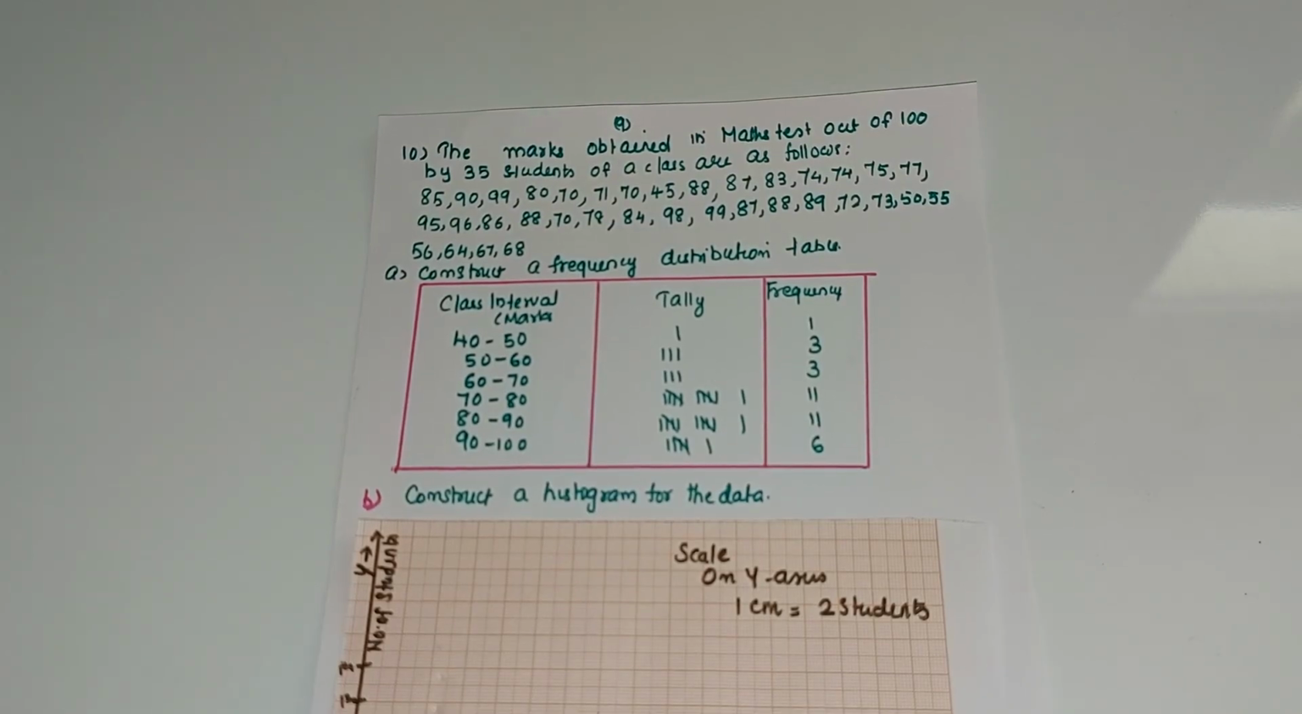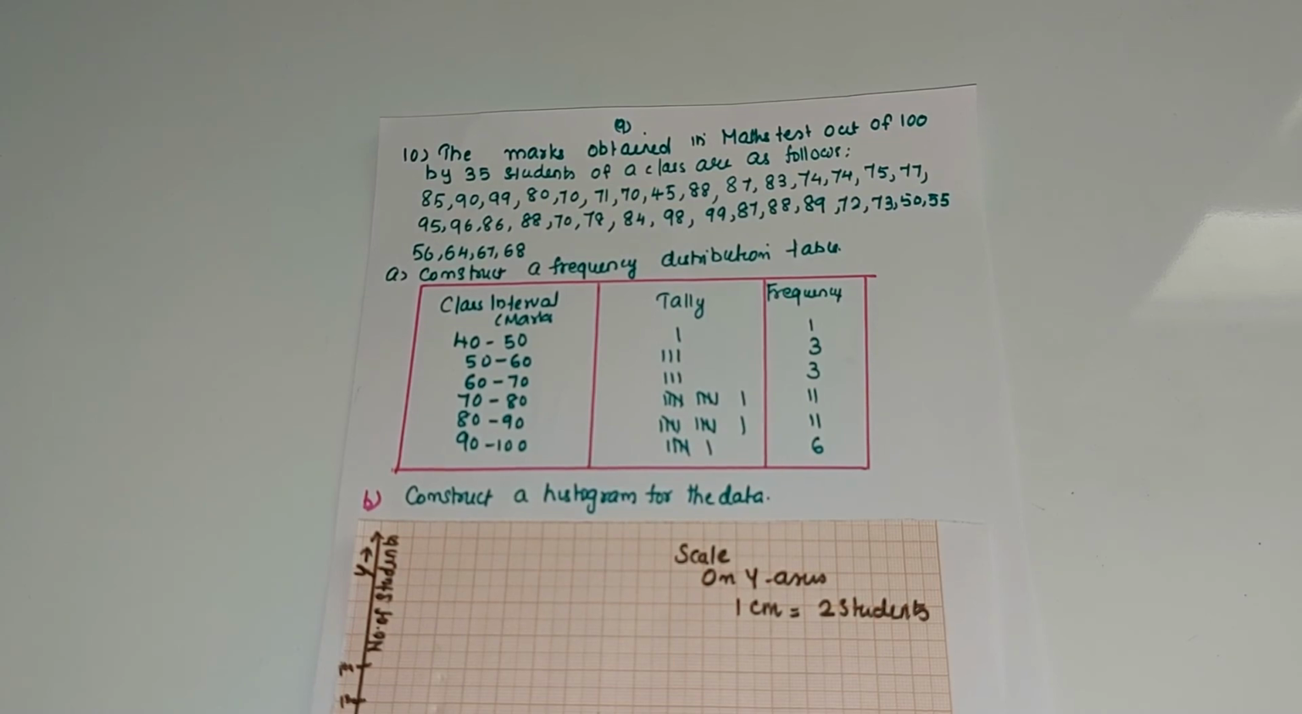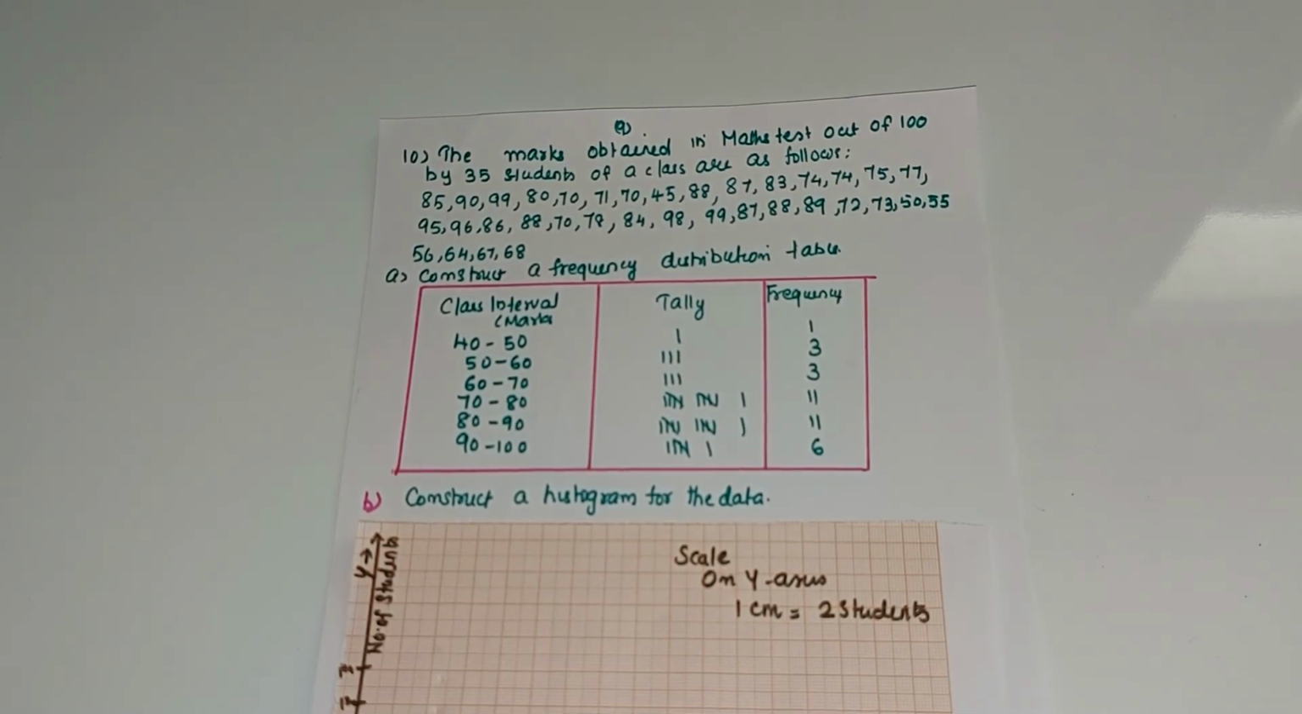Now our last question: the marks obtained in maths test out of 100 by 35 students of a class are as follows. Here the marks of 35 students out of 100 are given. These are 85, 90, 99, and so on, the marks obtained in maths test out of 100. So first you construct a frequency distribution table, and using that table you can draw the histogram.